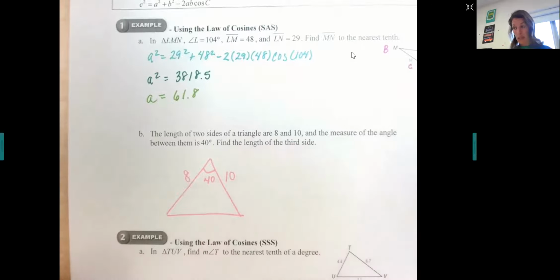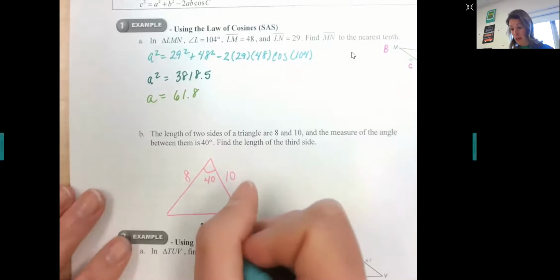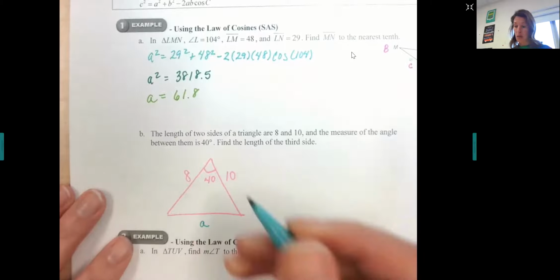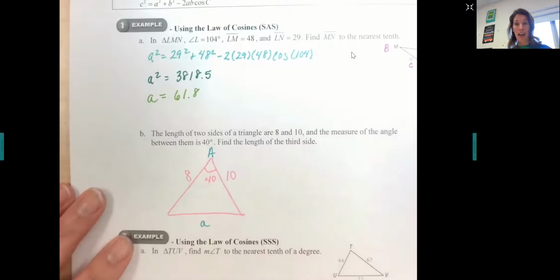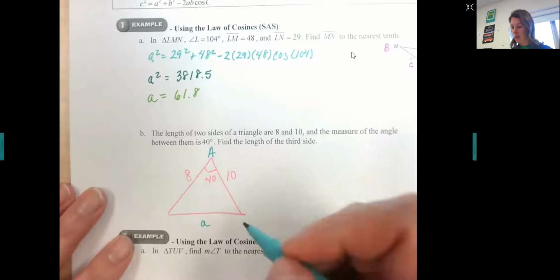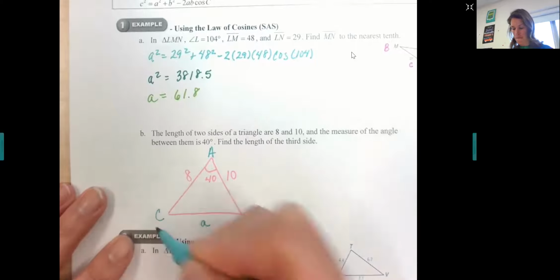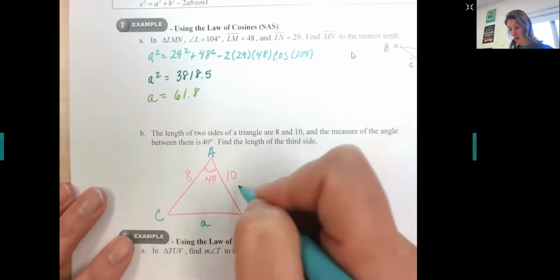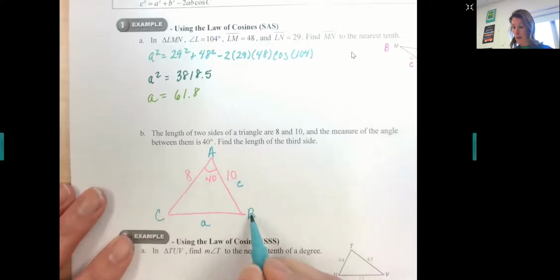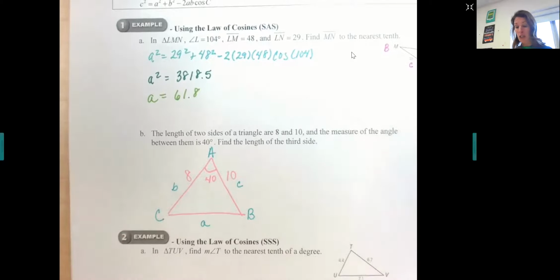So we are going to label this. Remember, when we're looking for the length of this third side, we are going to label that as A. That means the angle across from A is big A. Doesn't matter where I put B and C today. So C is across from big C, and little b is across from big B. Now you are going to solve that problem.